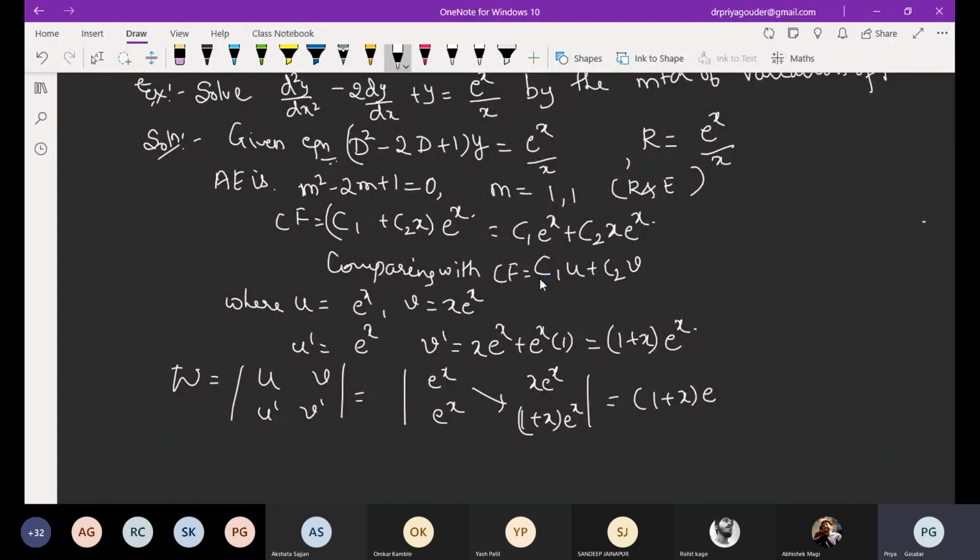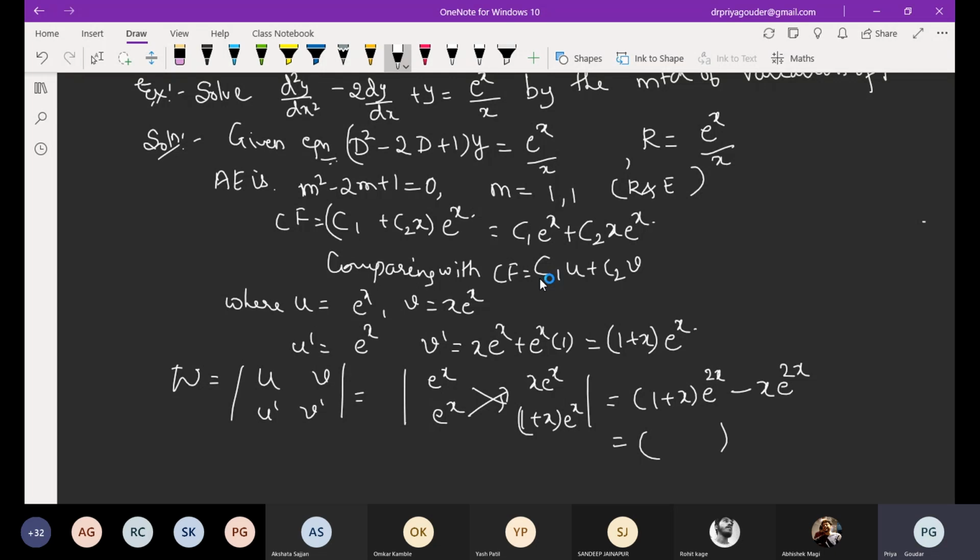e raised to x into e raised to x is what? e raised to 2x. a raised to m into a raised to n is a raised to m plus n. Multiply these two, minus x e raised to 2x. Am I correct?